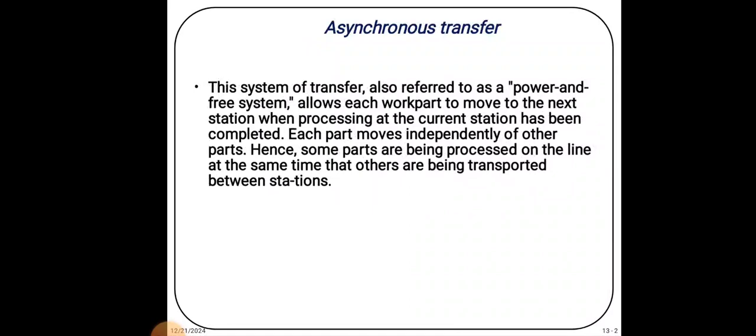Next, the power and free transfer. This system of transfer, also referred to as a power and free system, allows each work part to move to the next station when processing at the current station has been completed. Each part moves independently of the other parts. Hence, some parts are being processed on the line at the same time that others are being transported between stations.